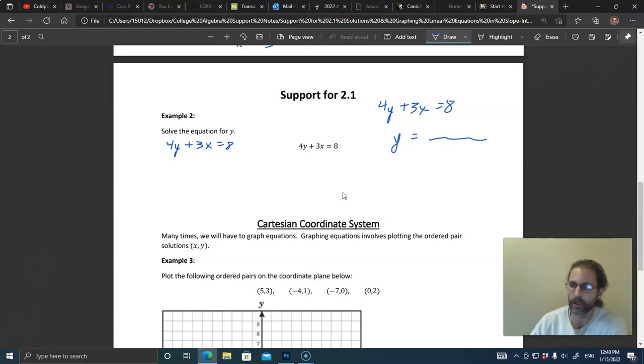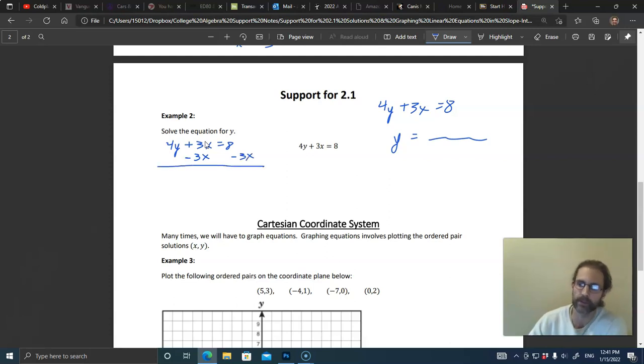The first thing we want to do, if we want to isolate the y, is we need to get rid of the x term. Okay, so we need this 3x to go away. Or we need to move it to the other side. Now let's look here. The 3x is getting added to the 4y. So to undo the addition, we need to subtract. So what I'll do is subtract 3x. But I've got to do it to both sides.